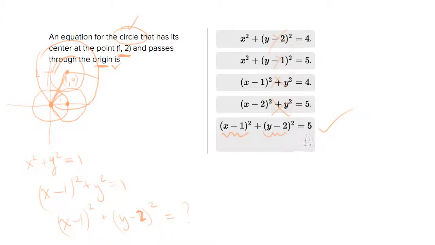If you want to check to make sure that it does go through the origin, that's fine too. So actually plug in the point 0, 0 and see if it works. If I put in 0 for x, I get negative 1 squared plus, and y is 0, so I get negative 2 squared. Negative 1 squared is 1. 2 squared is 4. So does 1 plus 4 equal 5? Yes, it does. So this 5 is actually the answer. It would have been difficult to solve for that, but luckily it was provided for us.